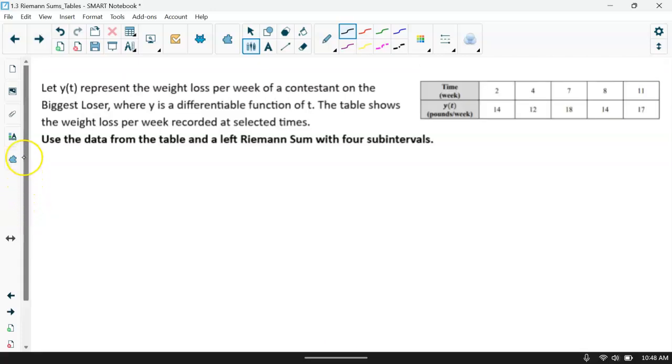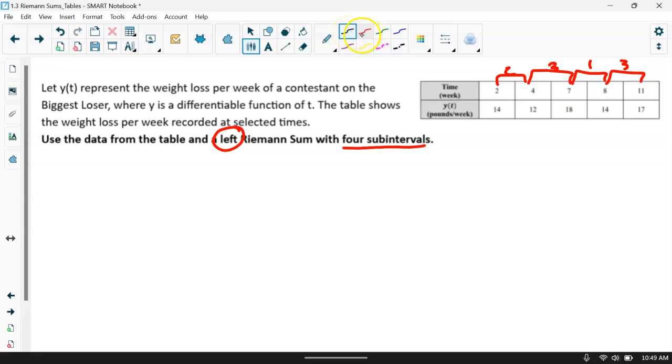So go ahead and pause the video and try this one on your own. And here we go. So here you're talking about weight loss on Biggest Loser for a contestant each week here. And you had to use the data from the table and a left Riemann sum with 4 subintervals. Sorry, the question, you're finding the approximate area under the curve. So we are focusing on 2 to 11. So here we've got our 4 subintervals. You should have identified the widths were different at 2, 3, 1, and 3.